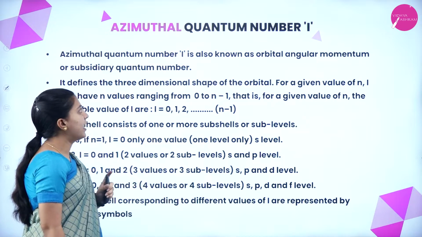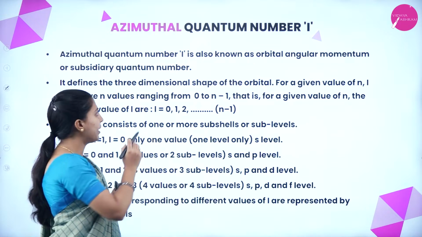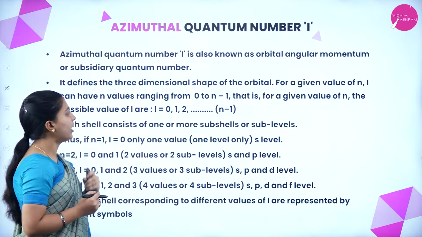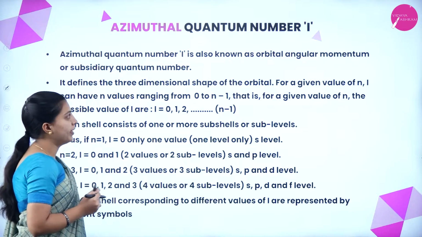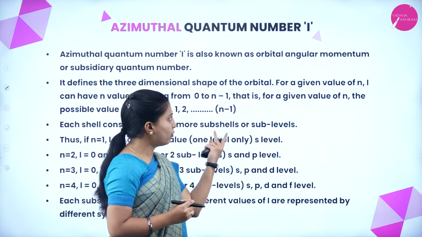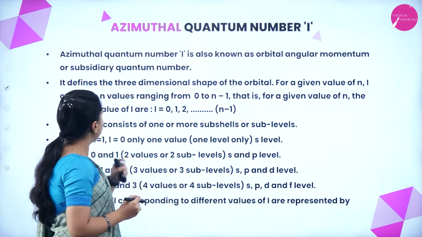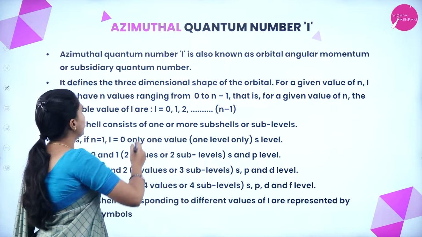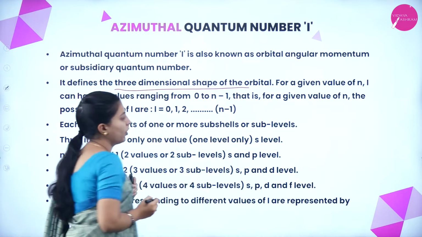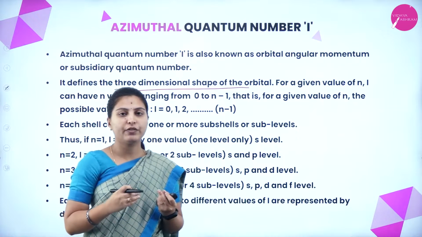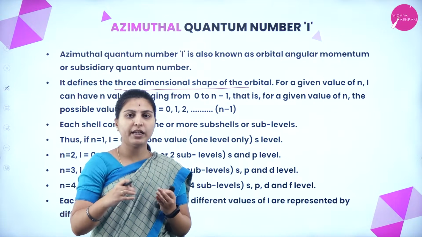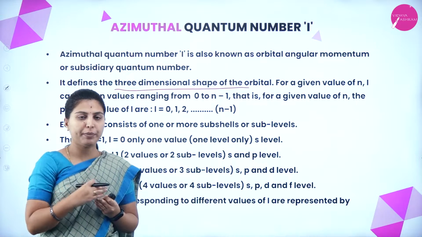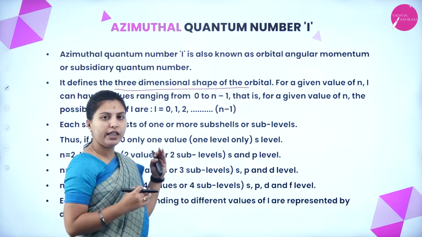Next is the azimuthal quantum number, which will be designated by small l. The azimuthal quantum number is also known as orbital angular momentum or subsidiary quantum number. It is called by 2 different names. It defines the 3-dimensional shape of the orbital. We cannot assume that in a 2D shape. What we write is in 2D only, but the actual picture is the 3-dimensional shape of the orbital.